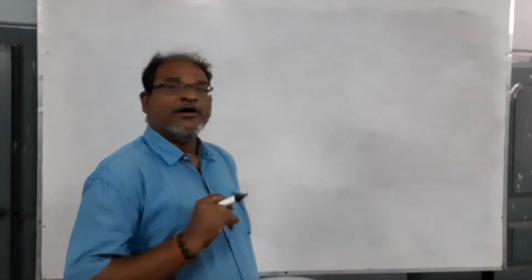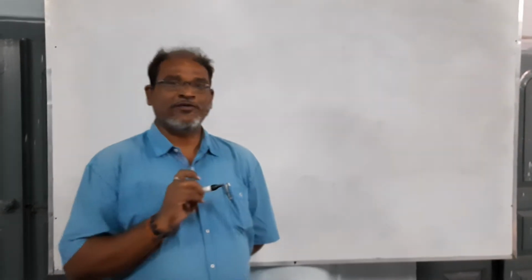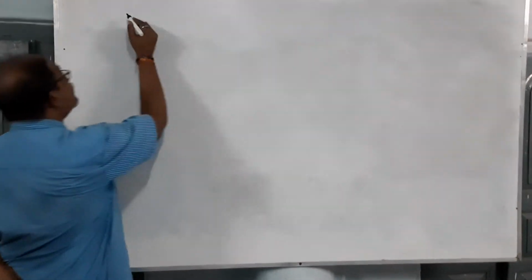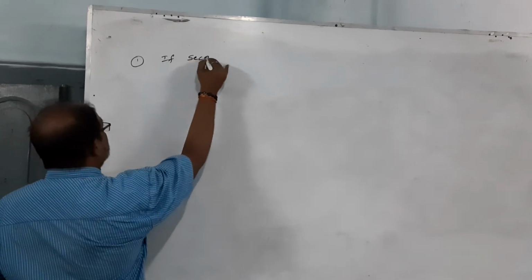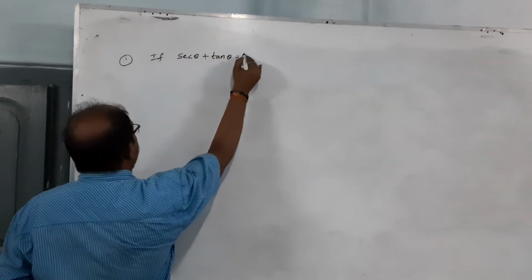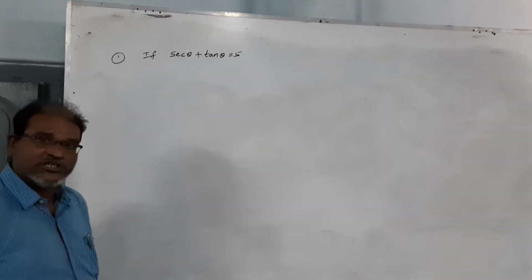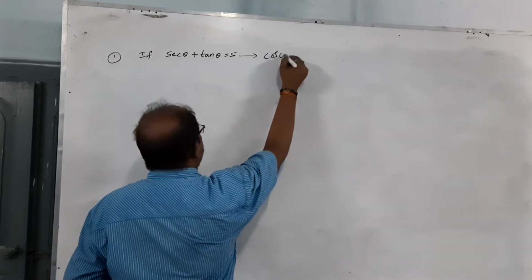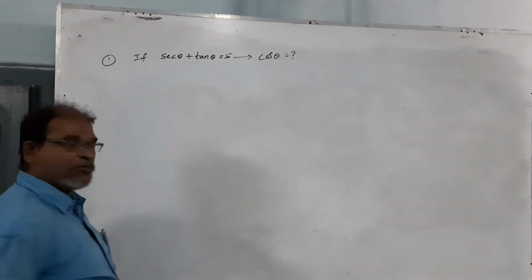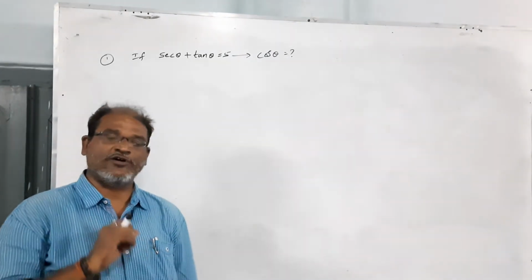Today, I want to teach three important problems according to coordinate geometry, trigonometry, and limits. The first problem is trigonometry. If secant theta plus tan theta equals 5, what is the value of cos theta?